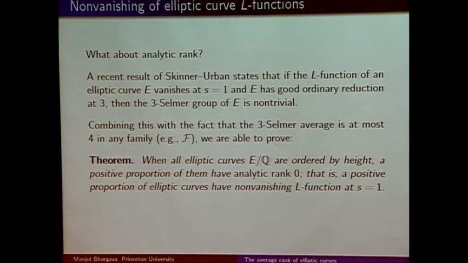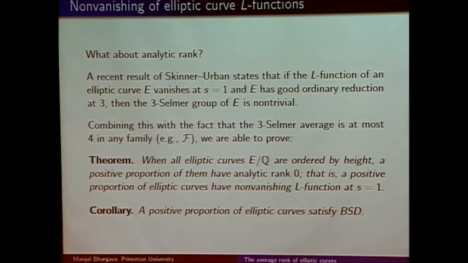And so what that means is that this is a positive proportion family of elliptic curves that have both analytic and algebraic rank 0. So that implies that a positive proportion of elliptic curves satisfy the Birch and Swinnerton-Dyer conjecture.